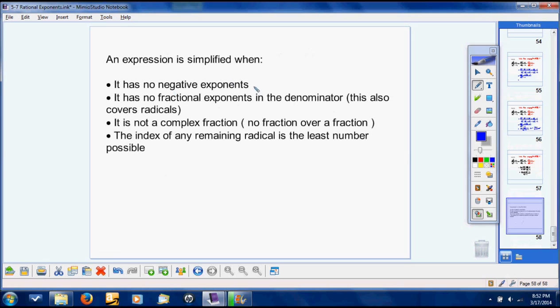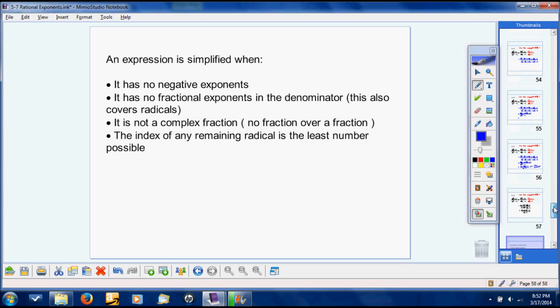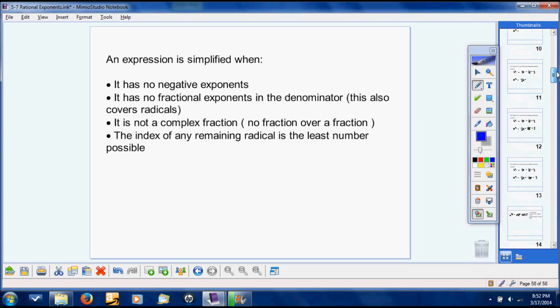So let's think through the fraction 1/2 to see if it meets all of the simplification steps. No negative exponents? Nope. 1/2 doesn't even have an exponent. No fractional exponents in the denominator? Nope. No exponents at all. Not a complex fraction? No. And the index of any remaining radical? Well, there are no radicals, so there's no index to even worry about. So that one passes the test.